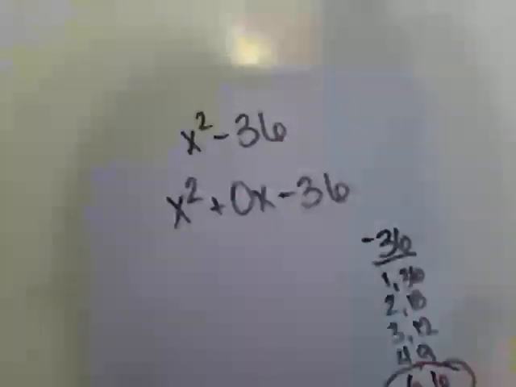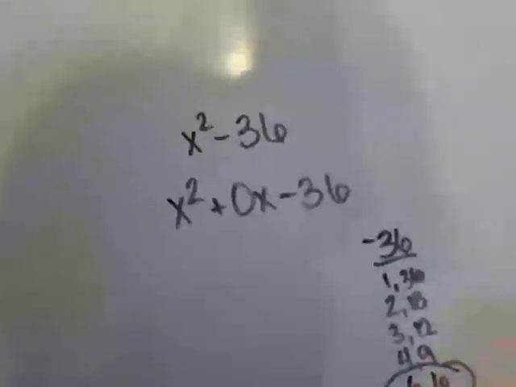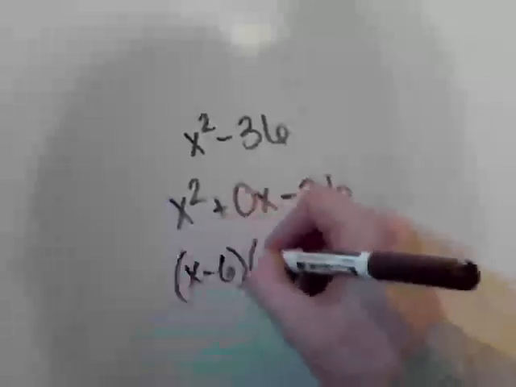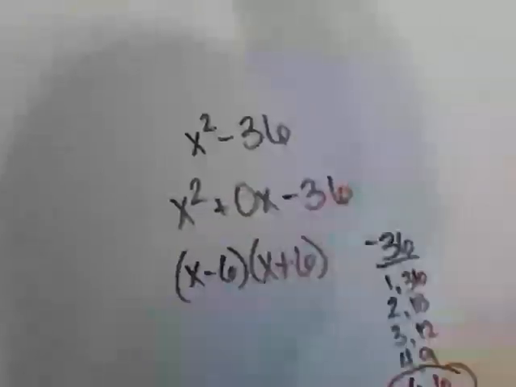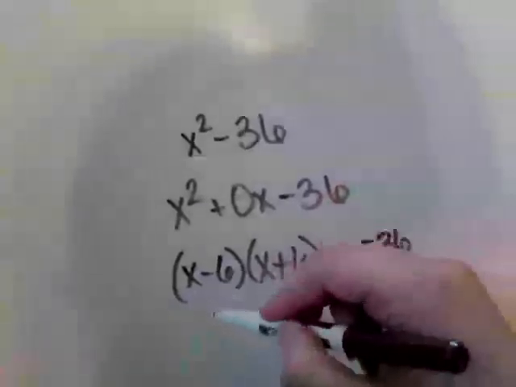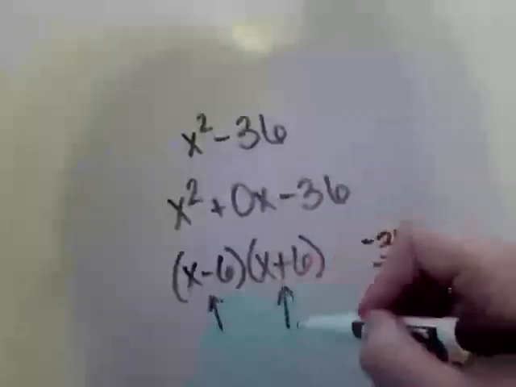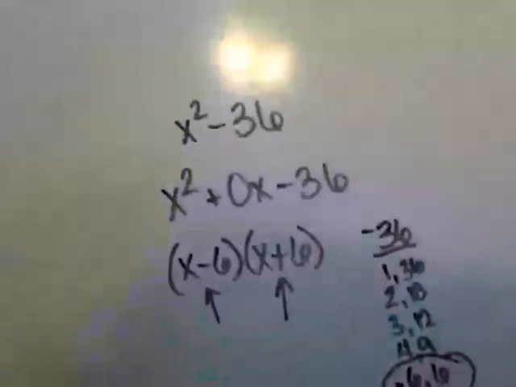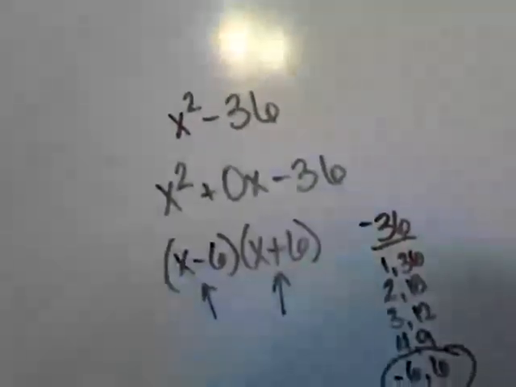So for this one, since I didn't have a leading coefficient, I don't have to use the box method here. I have x minus 6 and then x plus 6. This is a difference of squares because the only difference is one's a minus sign and one is a plus sign. Okay, so now that we've seen the longer way to do that, here's the shorter way we can get there.